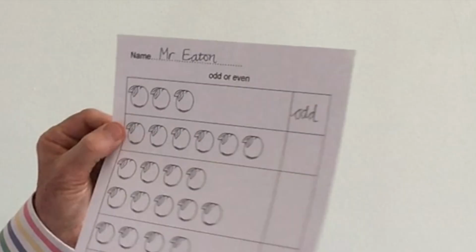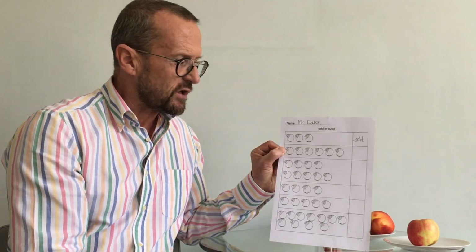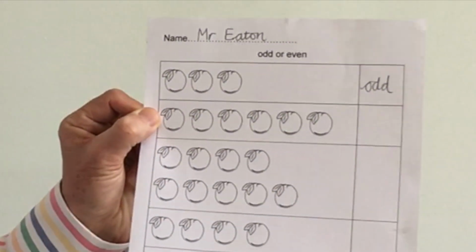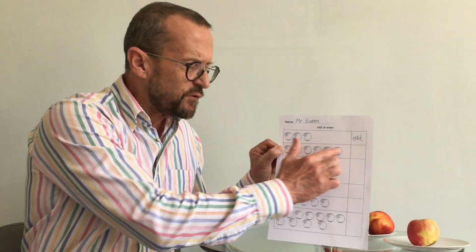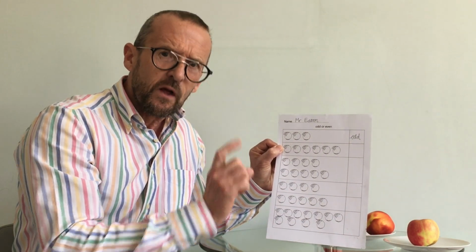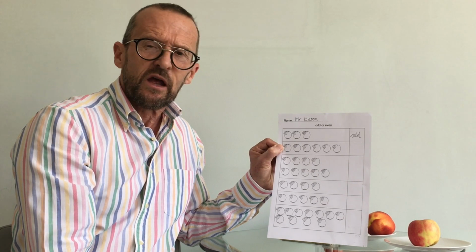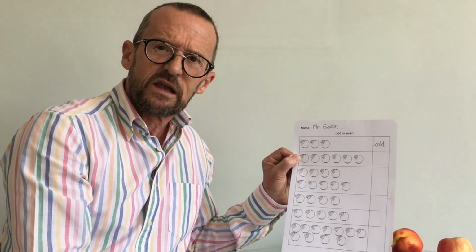So on the worksheet, I know that 3 is odd, so I'm going to write the word odd in the box. Like that. And that's how you do the rest of the worksheet. You count the number of bits of fruit. You can use counters to help you. Find out if you can share the bits of fruit between 2, make 2 piles. And if there's 1 left over, that tells you the number is odd. If there's none left over and you have the same amount each, that means the number is even.